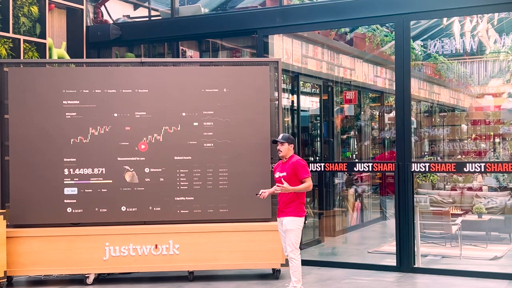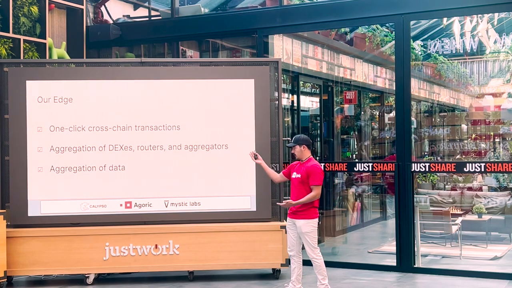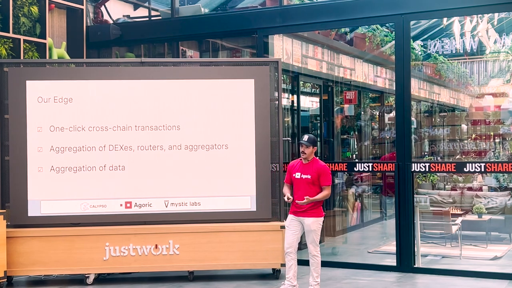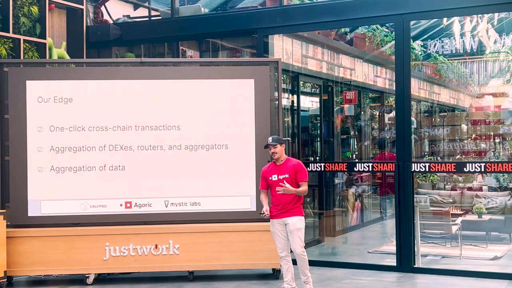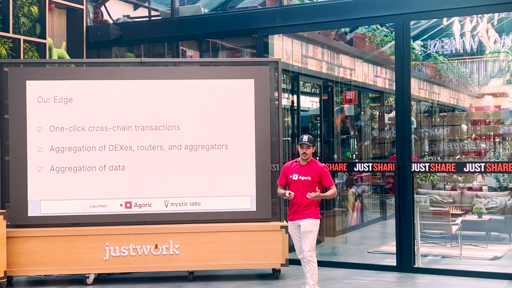And once we start building more products that are catered towards a better user experience, we're going to find larger user adoption. So our real edge is the one-click cross-chain transactions that I was mentioning, as well as the aggregation of DEXs, routers, and aggregators, as I was mentioning before, as that allows us to really have infinite scalability. Right now, we support Cosmos chains, we support Ethereum chains, and we actually support Bitcoin and Solana. And we're able to support all of those due to the different DEXs that we aggregate, and even aggregators that we aggregate that have support for those.